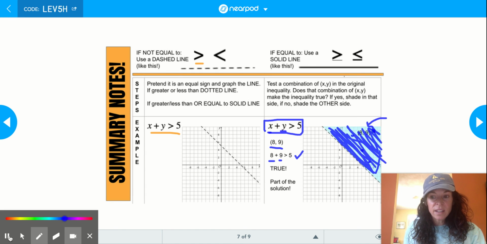You're going to try that on the next slide and graph it yourself. You're going to test for a solution and see which side you should shade of the line.